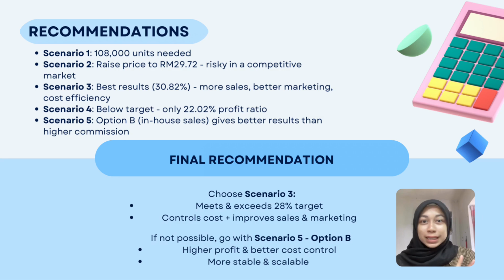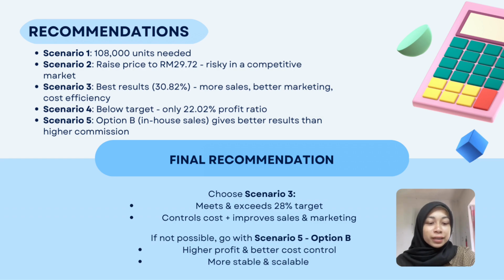Scenario 3 is the most successful. It improved marketing, increased the selling price to 28 ringgit Malaysia, reduced fixed costs, and doubled the sales volume. This plan achieved a 30.82% profit ratio, which is even better than the target. But scenario 4 does not meet the targets, and scenario 5 shows that hiring in-house staff in option B gives better results than increasing commissions.